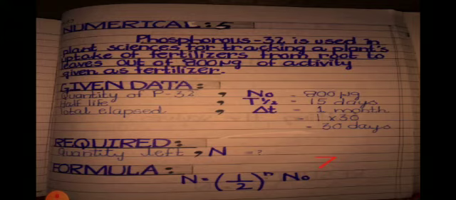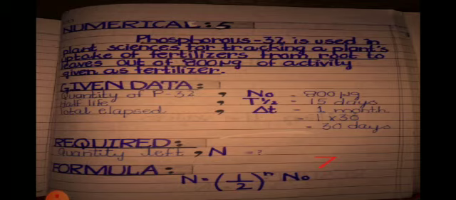Now numerical number 5: phosphorus 32 is used in plant sciences for tracking a plant's uptake of fertilizers from the roots to the leaves. The half-life of phosphorus 32 is 15 days. Out of 800 microgram of the activity given as fertilizer, how much will be left after 1 month?